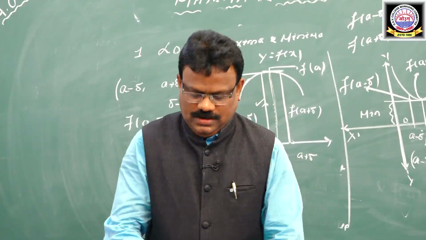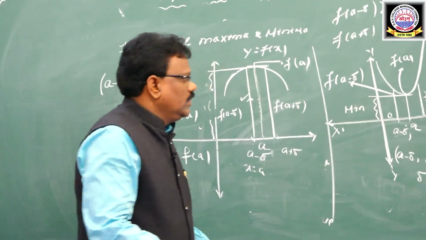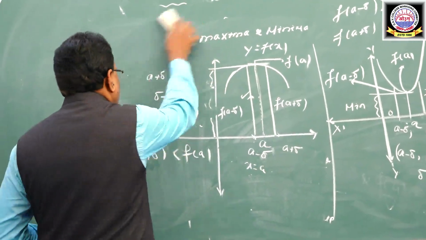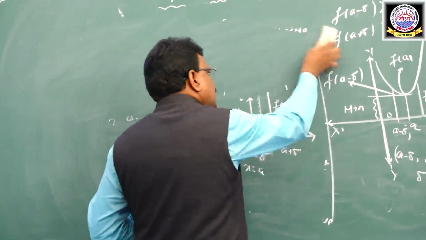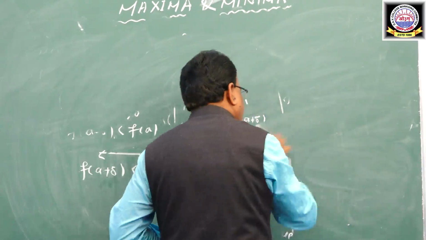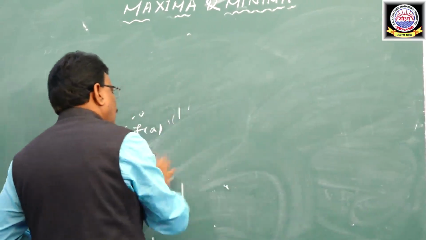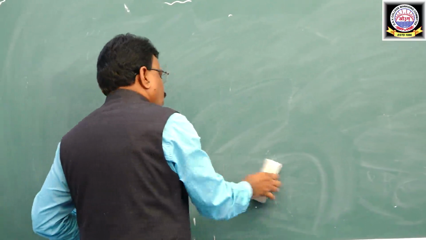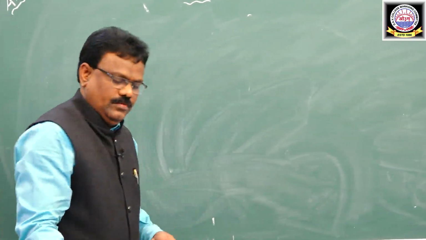Okay. So you got what is called a local maxima and a local minima. But you see, for some functions there may be more than one local maximum point or more than one local minimum point.